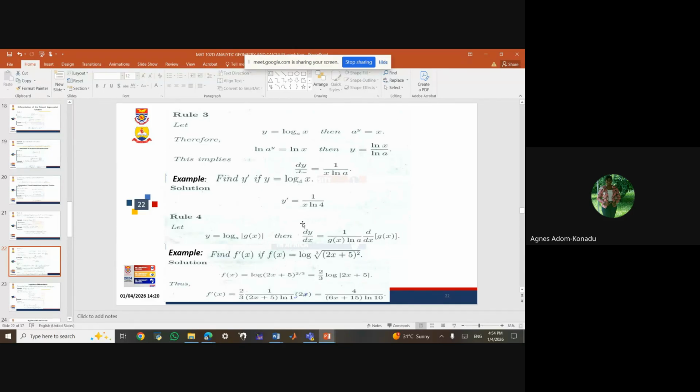So rule 3 is the differential of the log function. If you have y is equal to log x base a, from SHS we know that this is the same as a to the power y is equal to x. Then you can introduce ln on both sides. So I take ln on both sides. Then this y will come down so that I have y ln a is equal to ln x. Then I make y the subject. I'm going to get y is equal to ln x over ln a.